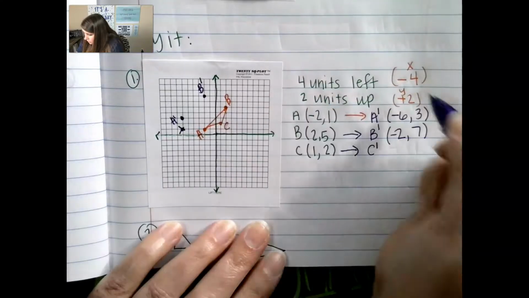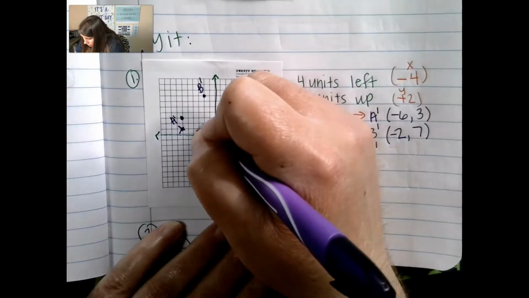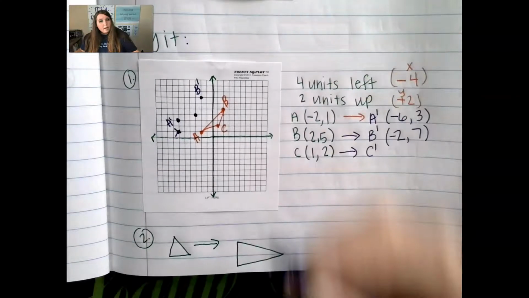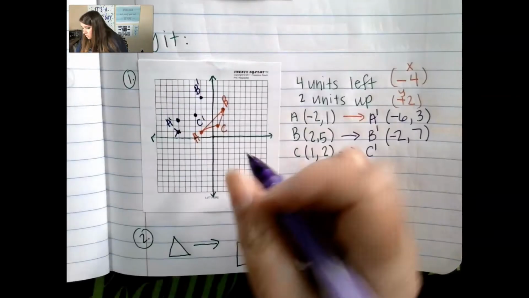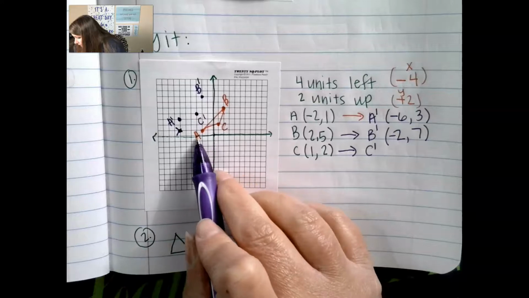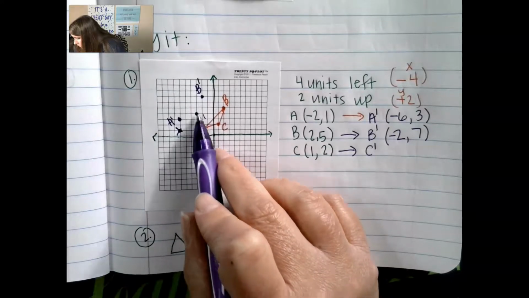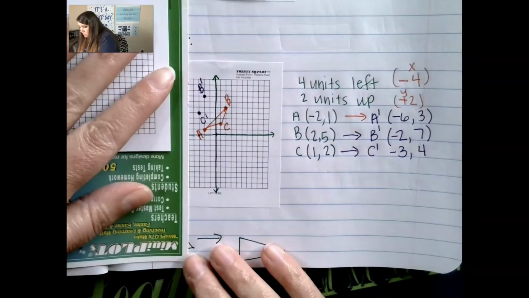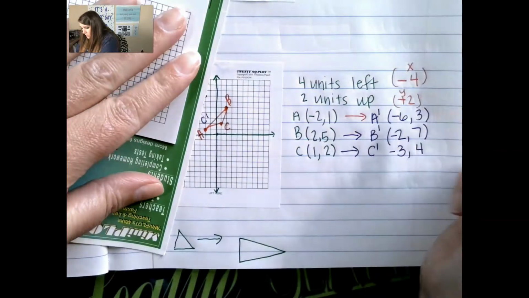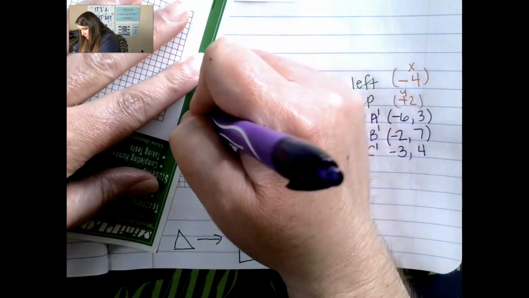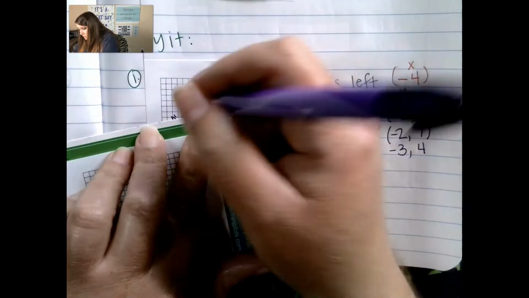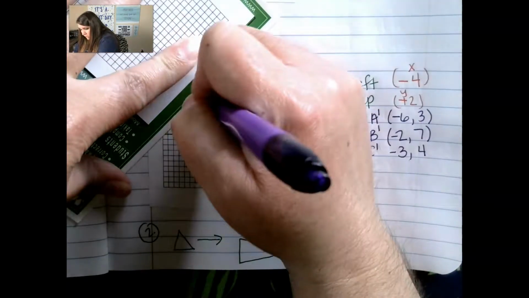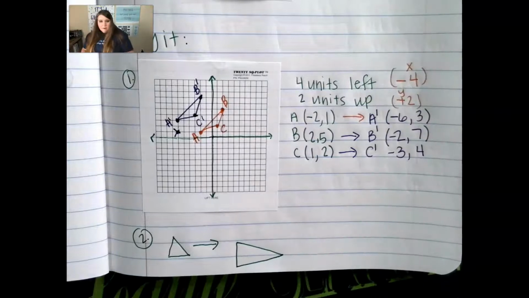We're going to go over 4, 1, 2, 3, 4, and then up 1, 2. Exact same triangle, just new coordinates. So we're at negative 3, 1, 2, 3, 4. Negative 3, 4. And I know 1 plus a negative 4 is going to give me negative 3. And I know that 2 plus 2 is 4, so those coordinates check out. All right, how did you do?